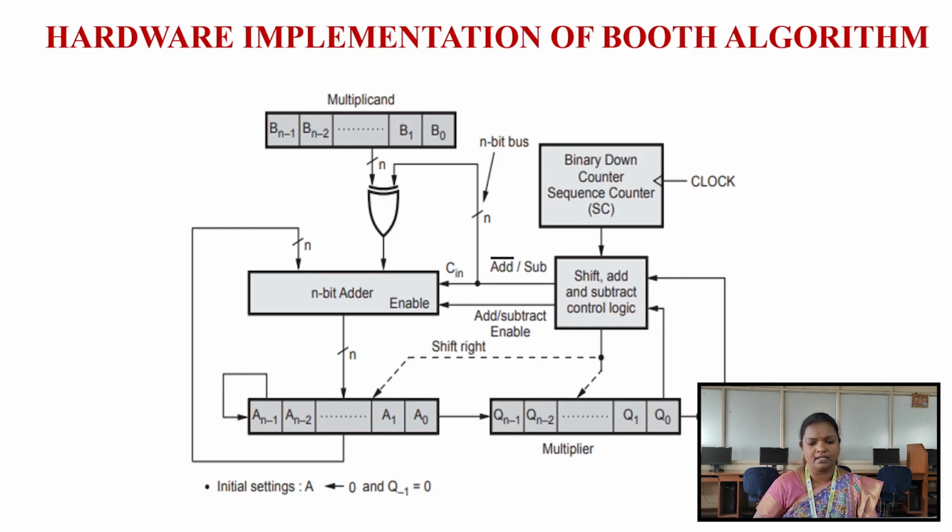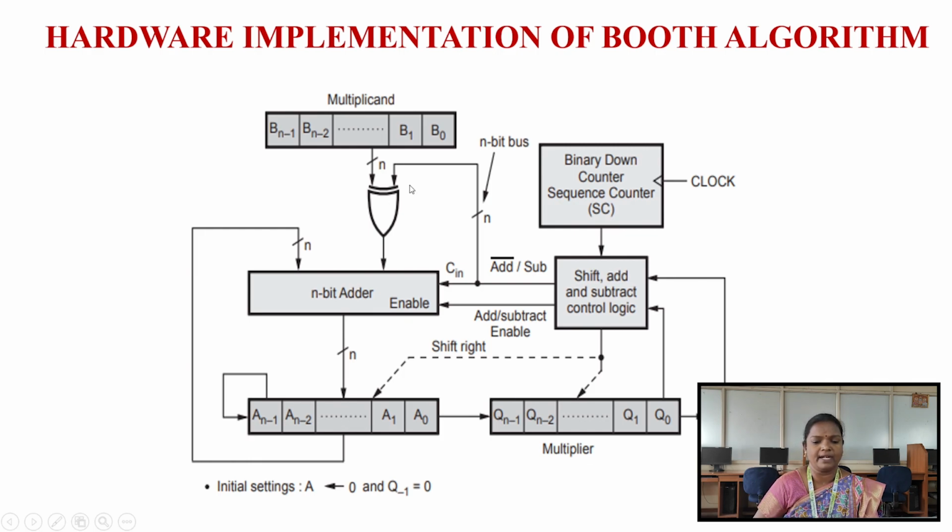In this hardware implementation, we use 4 registers. Among these 4 registers, B register is used to store the multiplicand and Q register is used to store the multiplier. In order to perform the multiplication process, we use 2 inputs: one is the multiplicand and another one is the multiplier. Other than these 2 registers, we have a special register called A register and another 1-bit register, which is nothing but the Q minus 1 register.